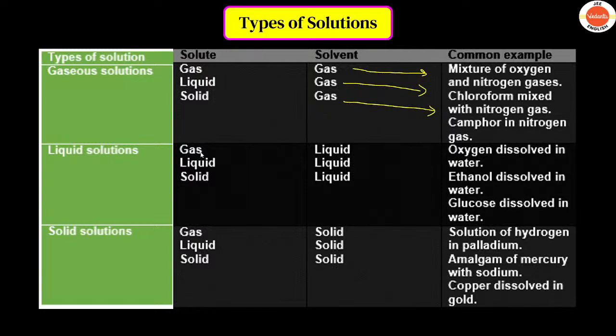Now, if the solute is gas and the liquid is the solvent, everybody knows that aquatic life, fishes, and plants, which are all aquatic, survive because they breathe in the oxygen that is dissolved in water. Am I right, everyone? Then if a liquid is dissolved in liquid, then what is it? Alcohol.